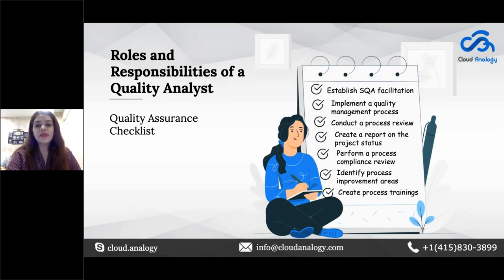Now, a quality assurance checklist may include establishing SQA facilitation, implementing a quality management process, conducting a process review, creating a report on the project status, performing a process compliance review, identifying process improvement areas, and creating a process training for the project.